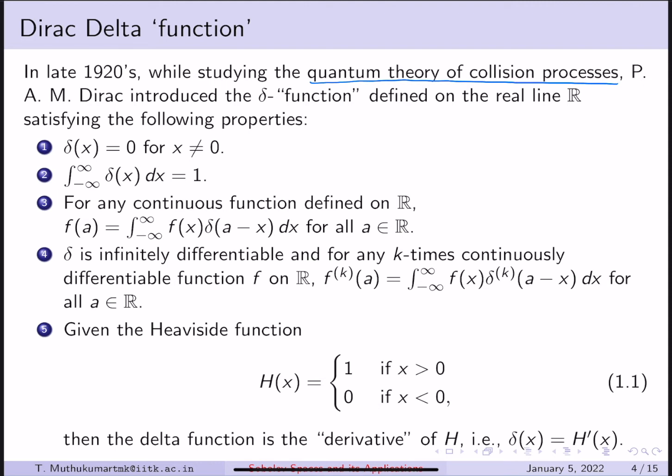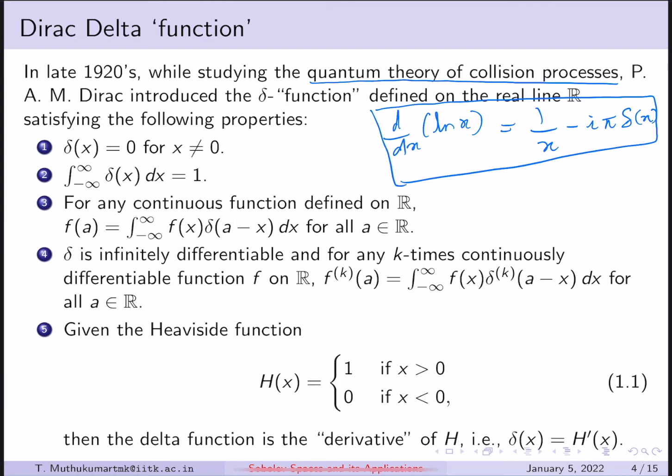So when he was working, he derived one equation, which is the derivative of log x. The equation that he derived was that the derivative of log x is 1 over x minus i pi delta of x, where i is the complex imaginary unit and pi is the usual pi. This is the equation that he derived, okay? And the delta here, he claimed, is a function with these 5 properties.